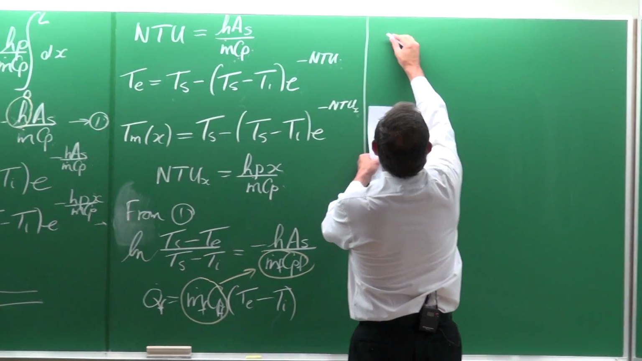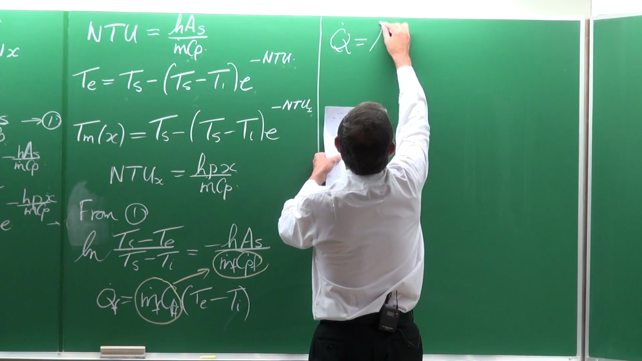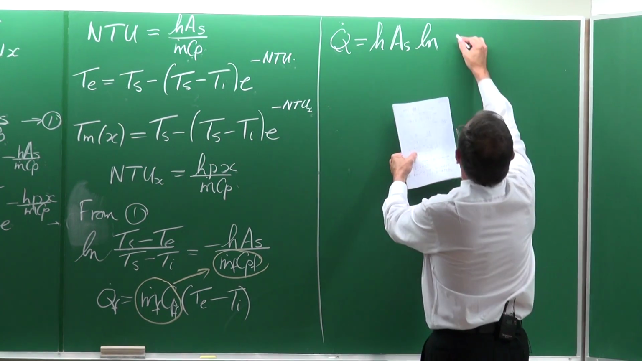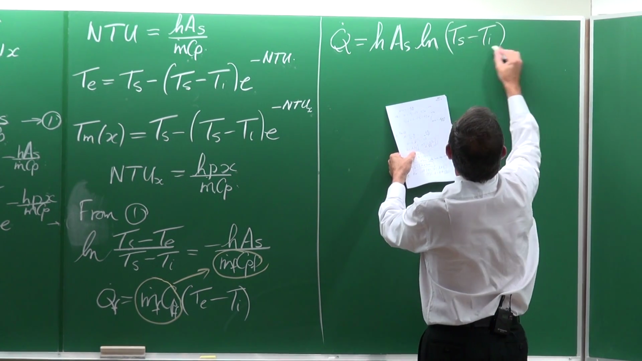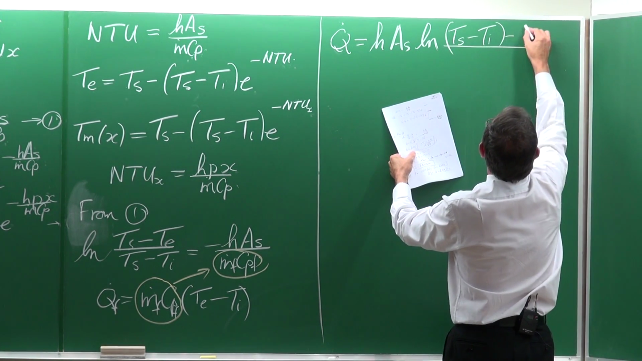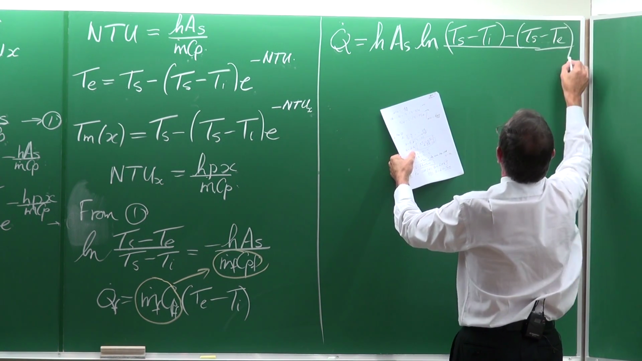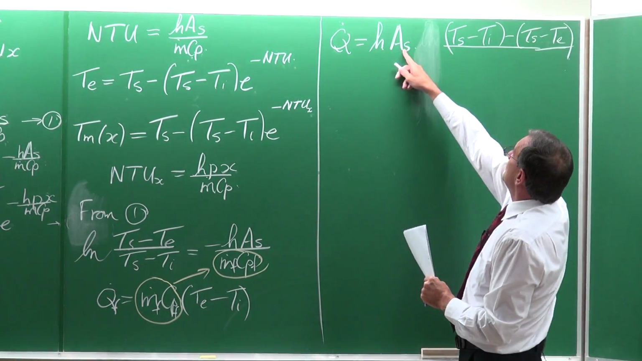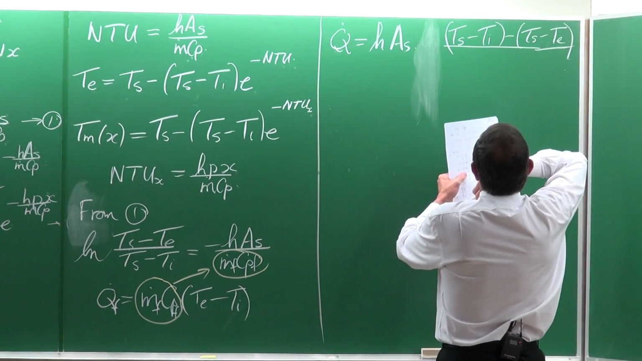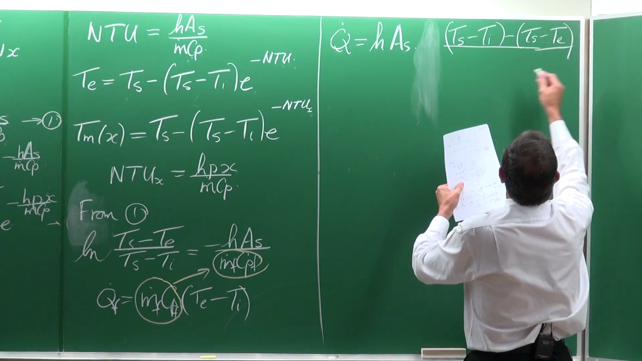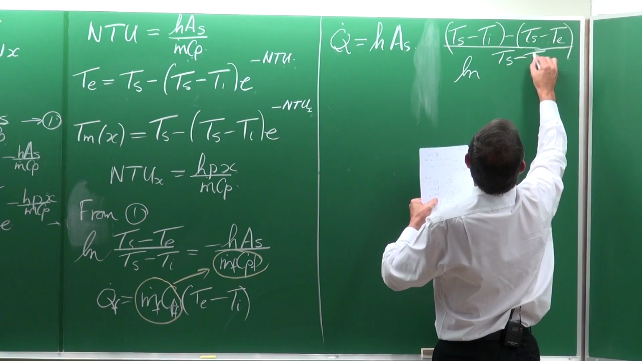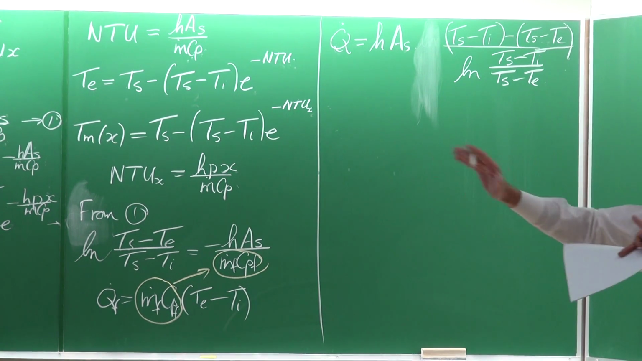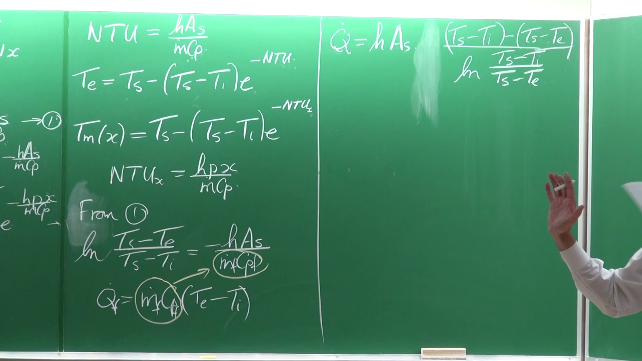Then you can write that the heat transfer rate is equal to the heat transfer coefficient multiplied by the surface area multiplied by, sorry, not the ln of it, just the area: the heat transfer coefficient multiplied by the area, times (Ts minus Ti) minus (Ts minus Te), divided by the ln of (Ts minus Ti) divided by (Ts minus Te). Looks a little bit complicated, but if you just put it in and work through it, you're going to get that result.